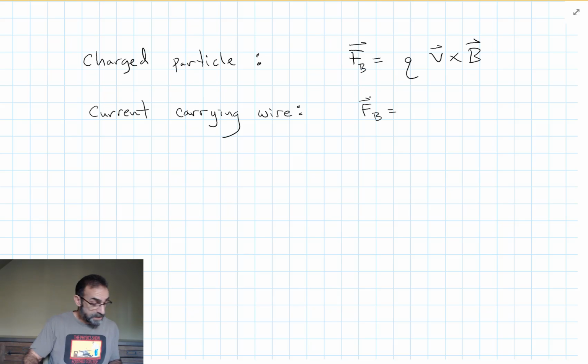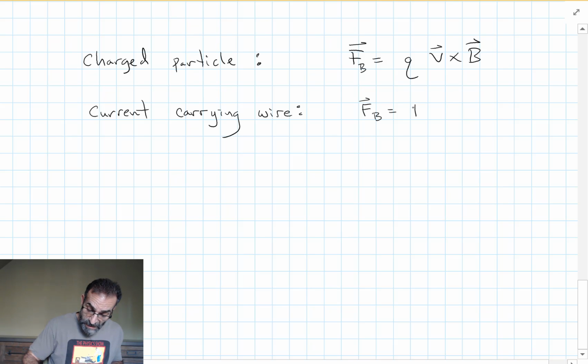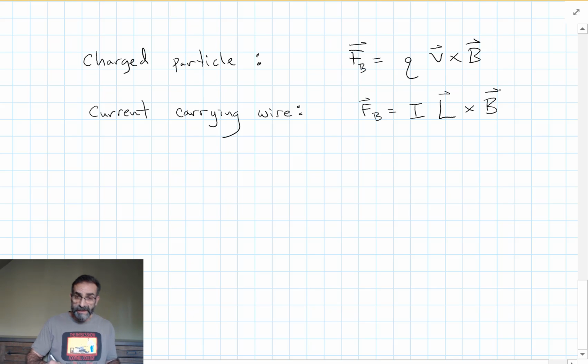Your book goes through the derivation to get from the charged particle formula to the formula for current, but I'll just give you the solution here. The current times the length of wire crossed into the magnetic field, where the length of wire we treat as a vector. What's the direction? The direction the current is moving.